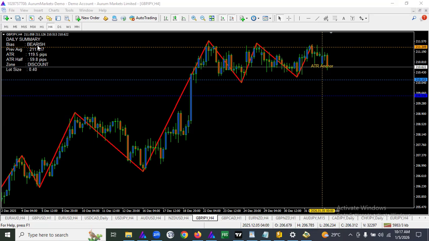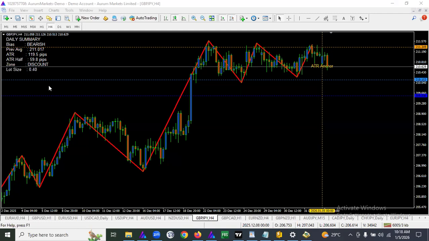So you can see it says bearish, the average price 211.01. It means the new candle for the day opened below the average price. Then you have your ATR value 119.5. Then you have this for the ATR divided by 2, 59.8. So price has to pull back between 59.8 and 119 pips to the upside before we look for sell.